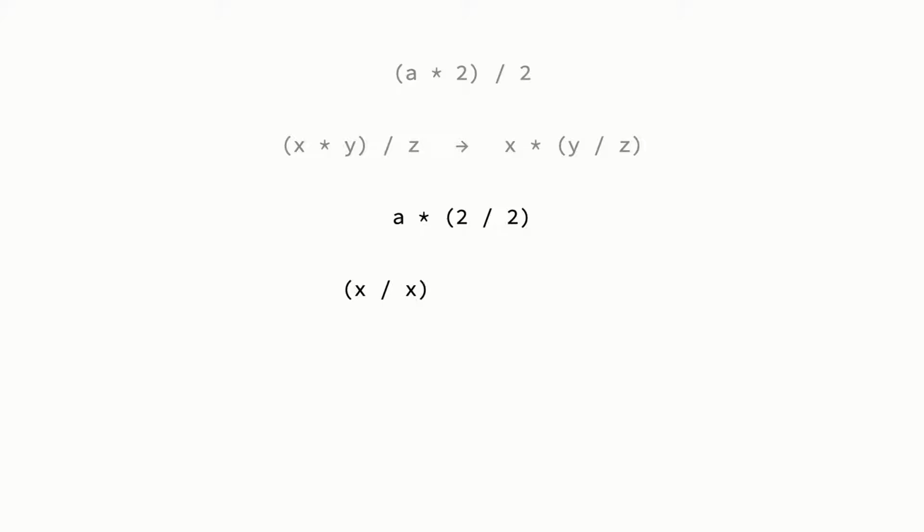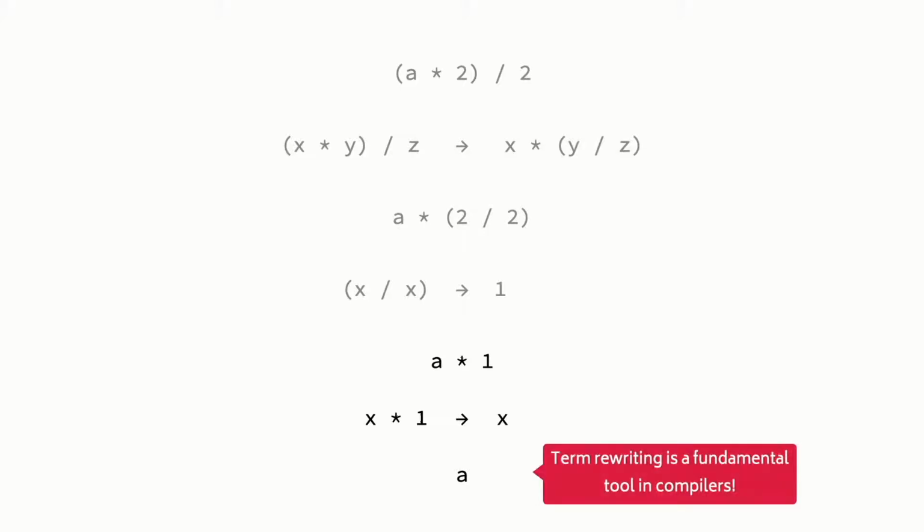Then we might have a rewrite that takes x divided by x and just simplifies it down to 1, and then that would give us this expression, a times 1. And then finally, we'd have another straightforward rewrite that matches on x times 1, and it rewrites that to just x, and that gives us our simplified expression. So as you can see, term rewriting is simple, and yet it's powerful. And unsurprisingly, it's a very fundamental tool in many modern compilers.